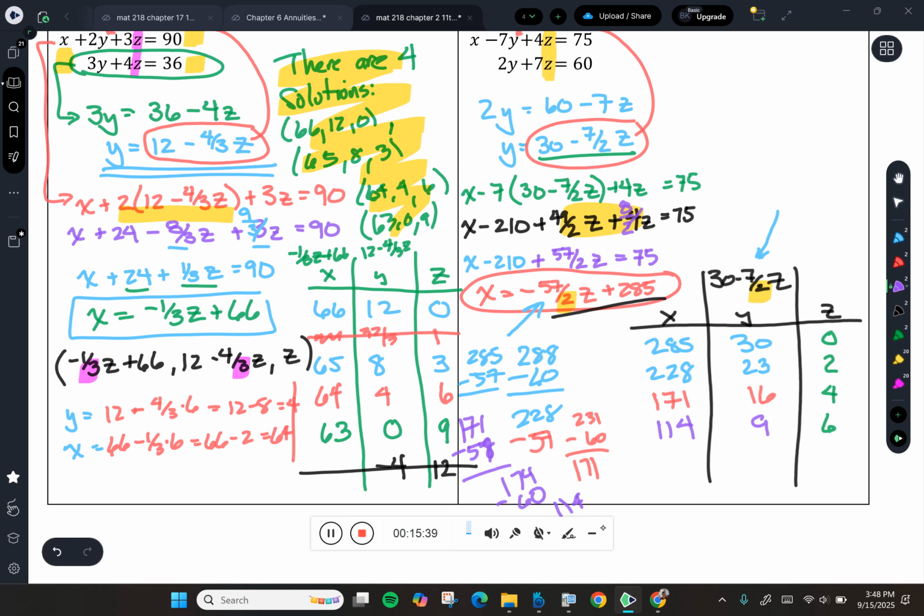And then it looks like we need more z's. So it looks like we could go up to 8. This would go to 9 minus 7. That would go to 2. 114, 114 minus 57 is 117 minus 60. Let's see, what is that going to be, 57?